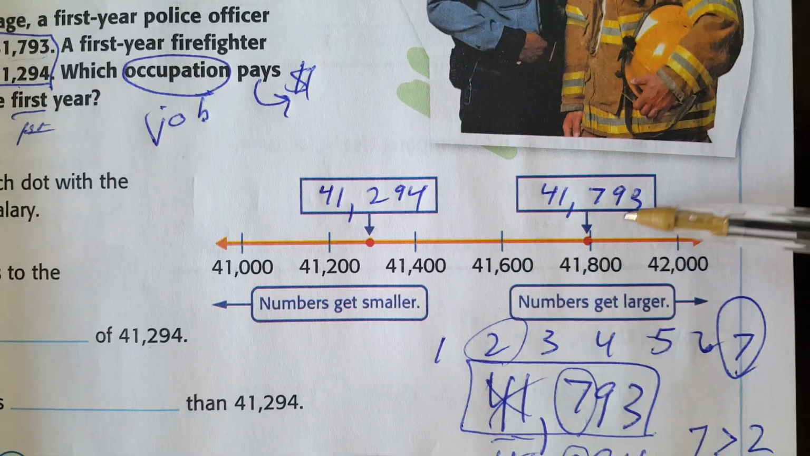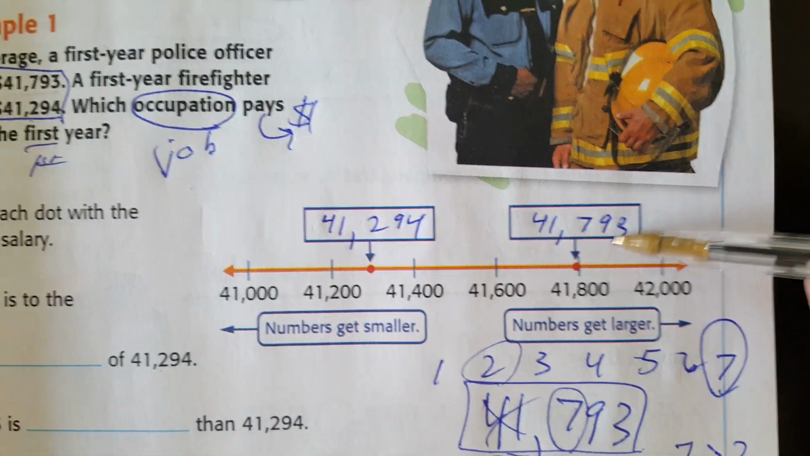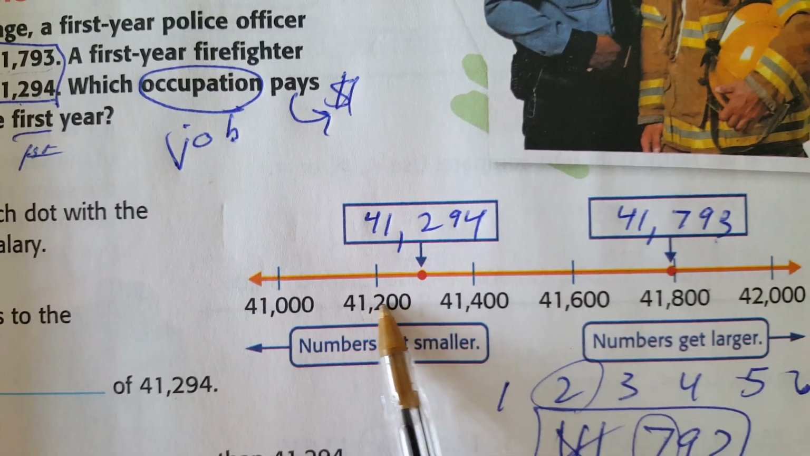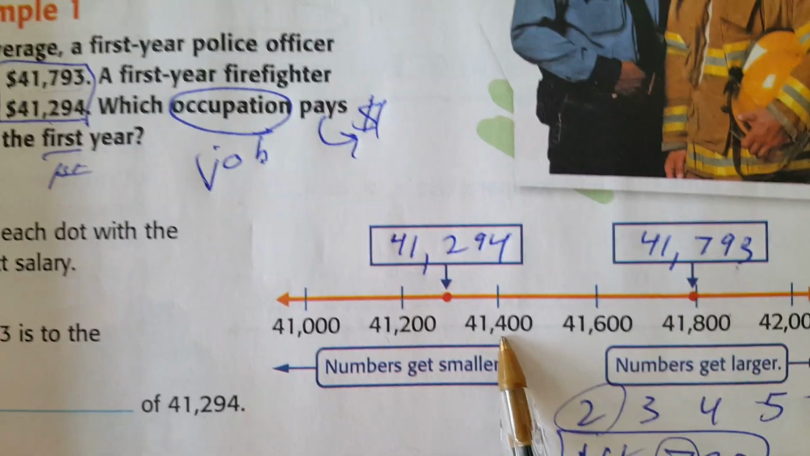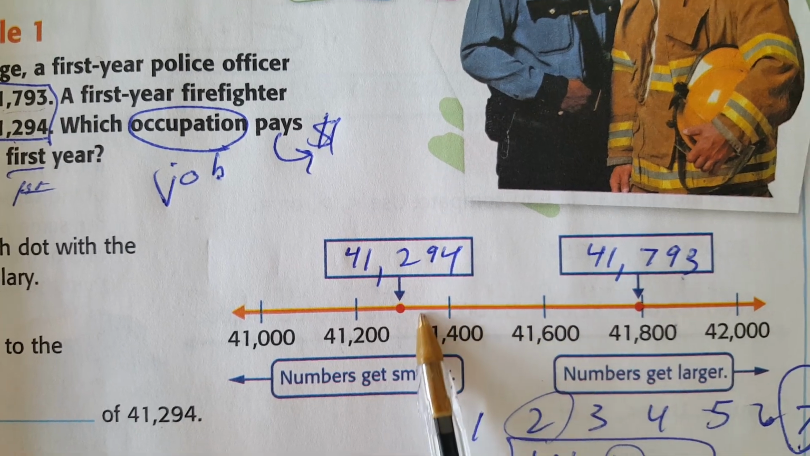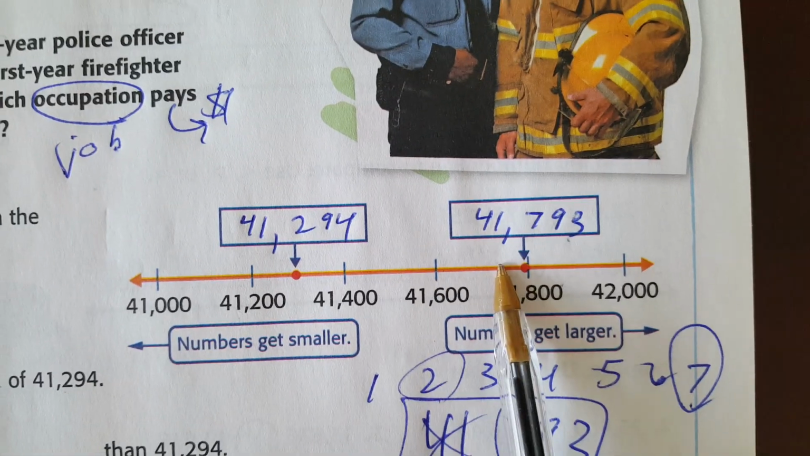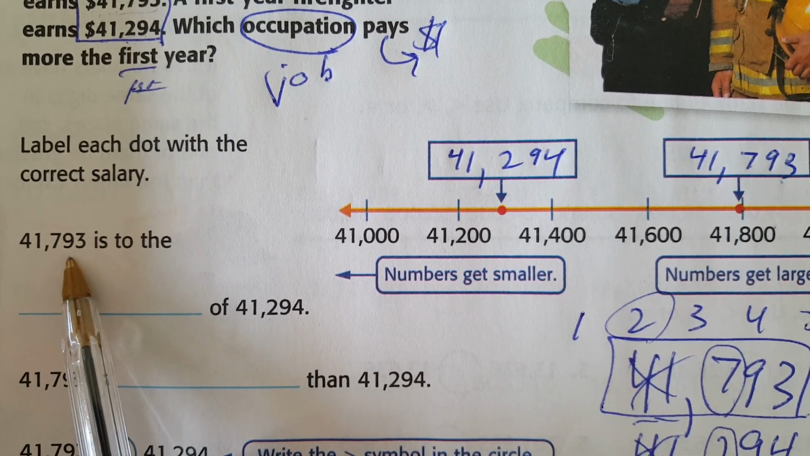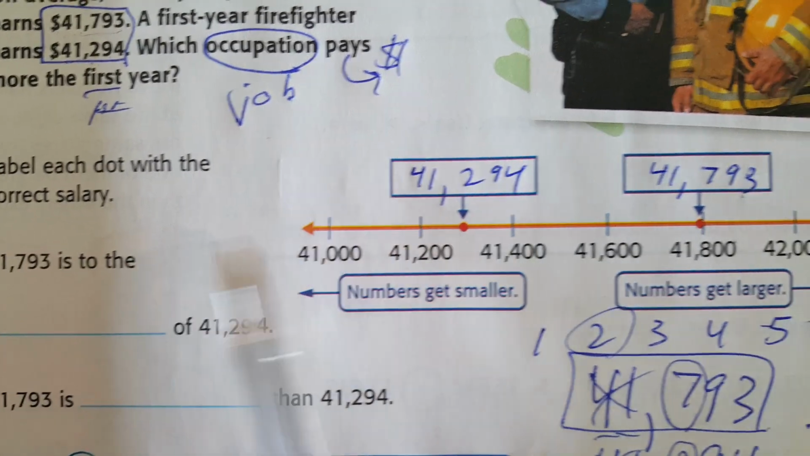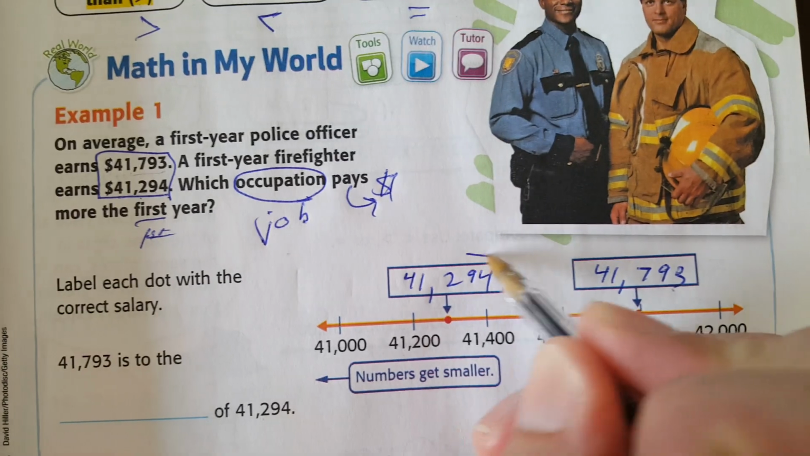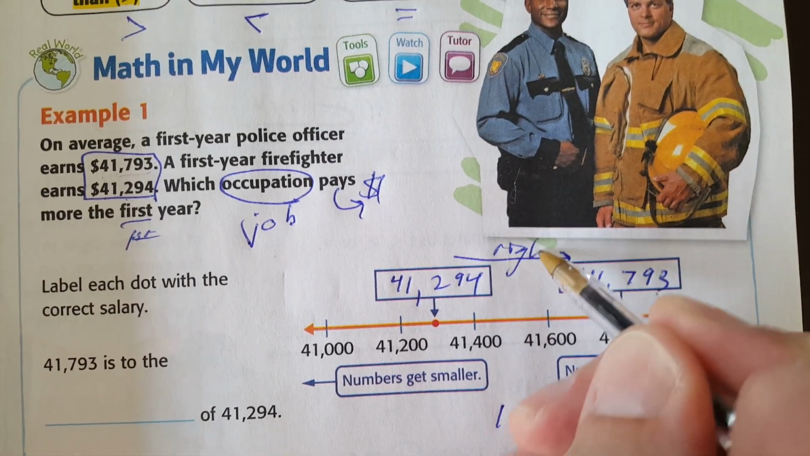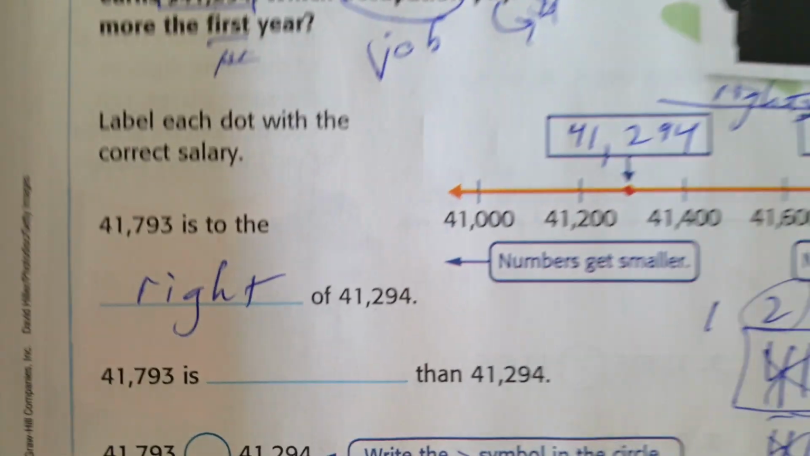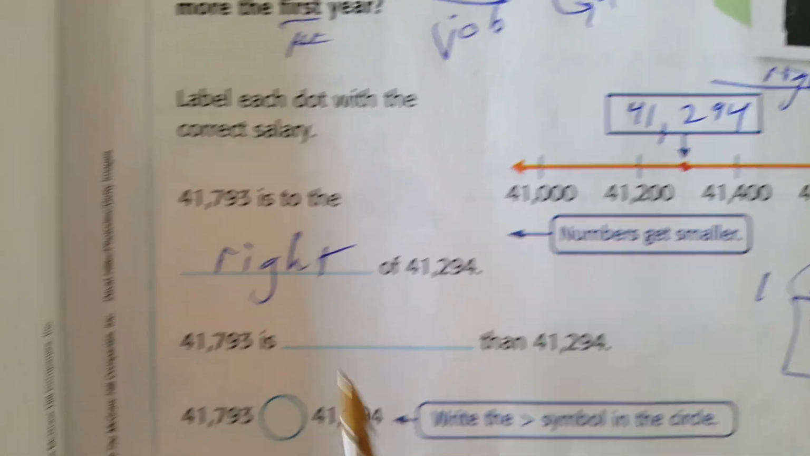See the 793, it's close to 800 if we're rounding up. The 294, notice how in the number line, between 41,200 and 41,400, 294 is somewhere in the middle. So this book puts it right there for you. If I jump over here, we know that 41,793 is to the right of 41,294.